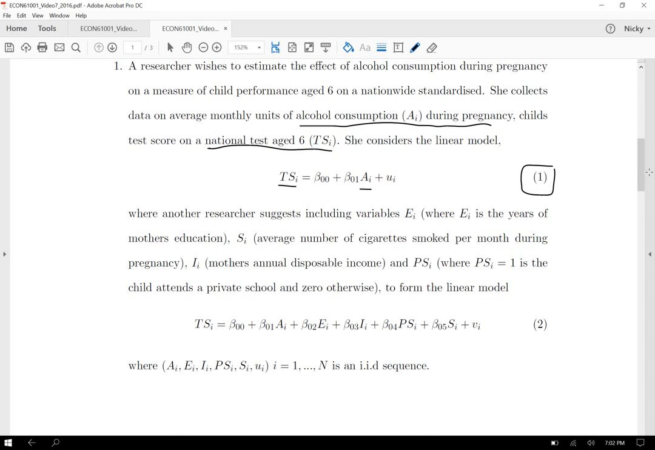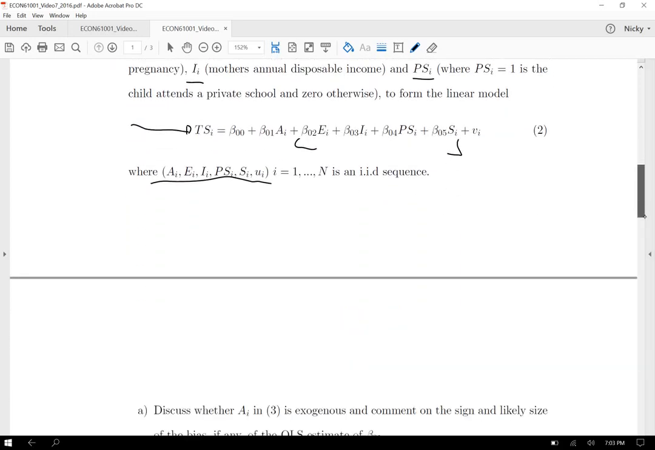Then another researcher suggests that including some further controls may better estimate the effect of alcohol on test scores. So she suggests years of education E, number of cigarettes smoked weekly S, the mother's disposable income I, and a W variable for whether or not a child attends a private school. And again we can form this linear model here. So again we've added in these control variables here. And again, as always, we just assume that our variables form an IID sequence. Okay, so we set up a particular IV question.